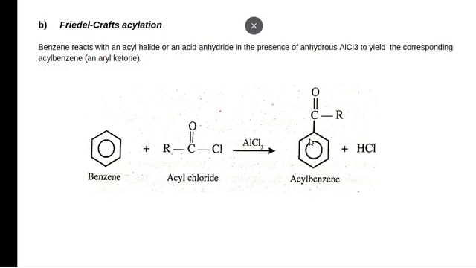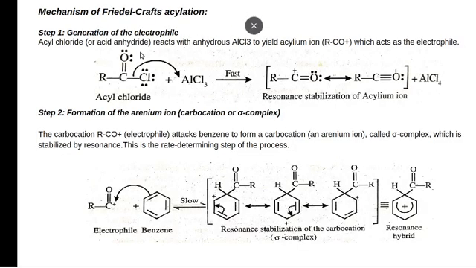So if you are asked to convert benzene into a ketone, an aromatic ketone, you have to treat benzene with acyl chloride in the presence of anhydrous aluminum chloride. Now let us see the mechanism of Friedel-Crafts acylation reaction. It involves three steps. First step is the generation of the electrophile, second step is the formation of the arenium ion, and third step is the loss of a proton from the sigma complex.